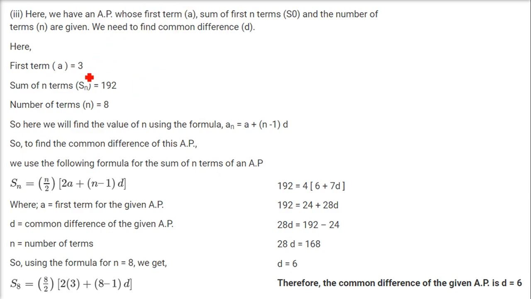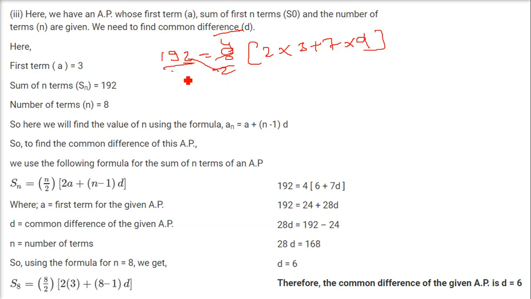Now we have the first term, the sum of n terms, and the number of terms. So we will use the formula directly. Here we have to do nothing because a is given and sum of terms is also given. Only d has to be known, the common difference. So sum is 192. This is equal to n by 2, that is 8 by 2, into 2a, that is 2 into 3, plus n minus 1, that is 7 into d. d is not known. So take this here, 2 4s are 8. So bring it down: 192 by 2 is 96, 4 4s are 16.